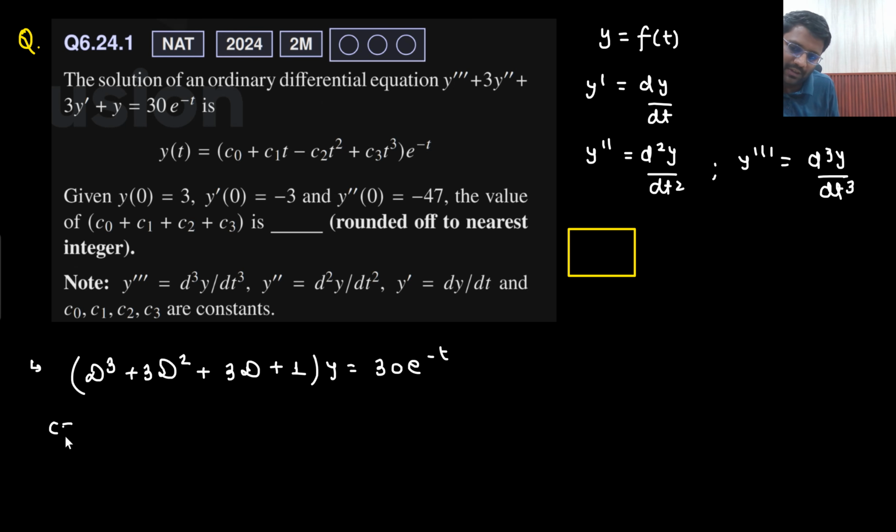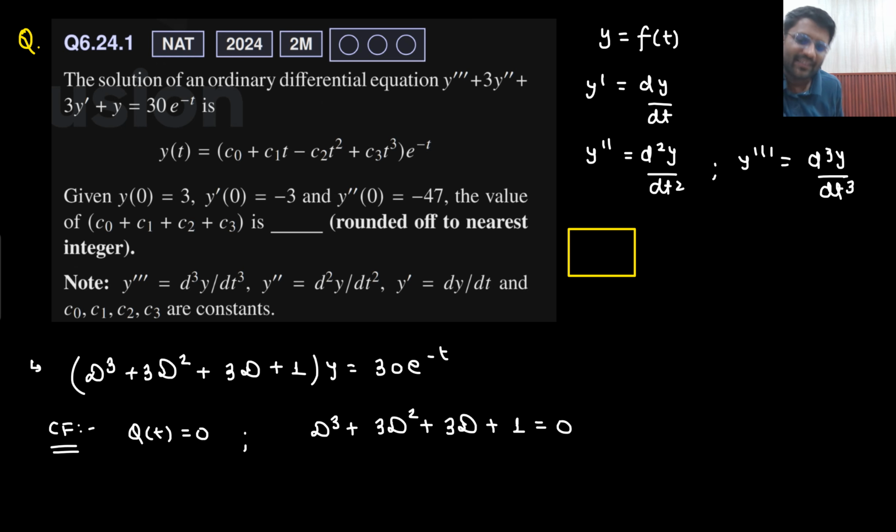If I need to find out CF, how will I find it? For finding CF, Q of t will be put to 0. D cube plus 3D square plus 3D plus 1 equals 0. This is the characteristic equation. Can you solve it? I can directly see that it is nothing but D plus 1 whole cube equals 0. So I will get 3 roots, all of them minus 1, minus 1, and minus 1.